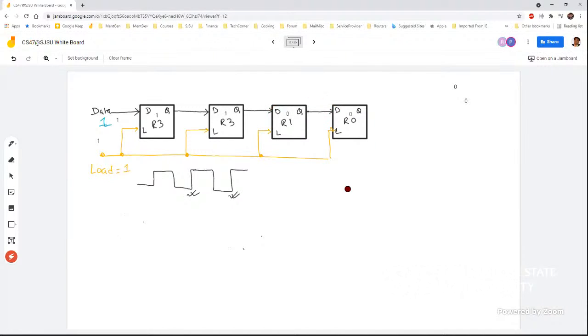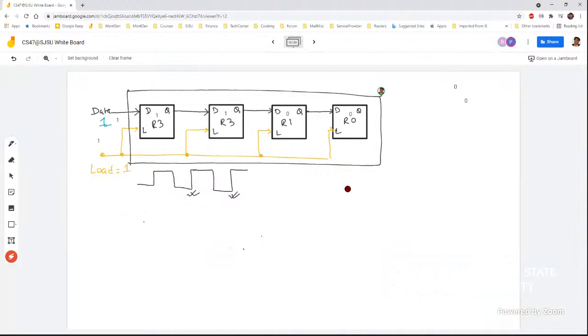So this is a left shift register. So if you put it together, this is a 4-bit left shift. Wait, Professor, do you mean right shift? Oh, sorry. Thank you very much, Rahul. This is a right shift. Right shift. And similarly, we can make a 4-bit left shift.